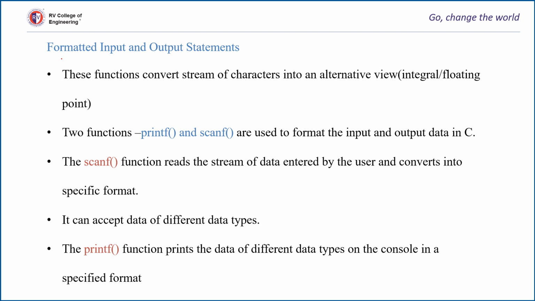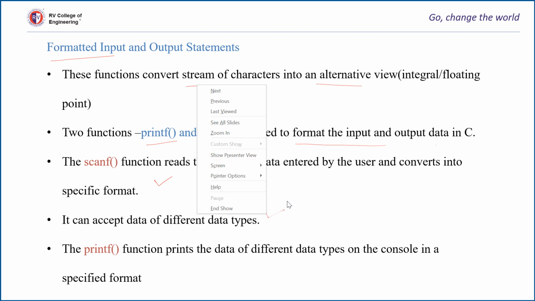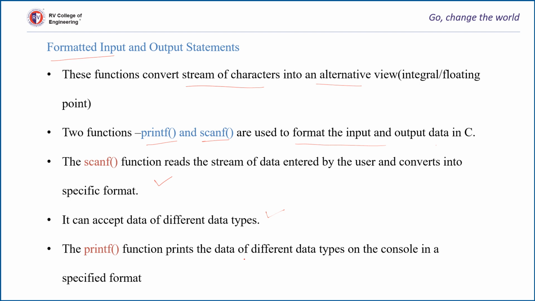The other type of functions are formatted input and output functions. These functions basically convert the stream of characters into an alternative view. It could be integer or floating point numbers. There are two functions, one is printf, the other one is scanf, and these are basically used to format the input and output data in C. scanf reads the stream of data entered by the user and converts it into a specific format, and it can accept data of any type of your choice. printf prints the data of different types on the console in a specified format.